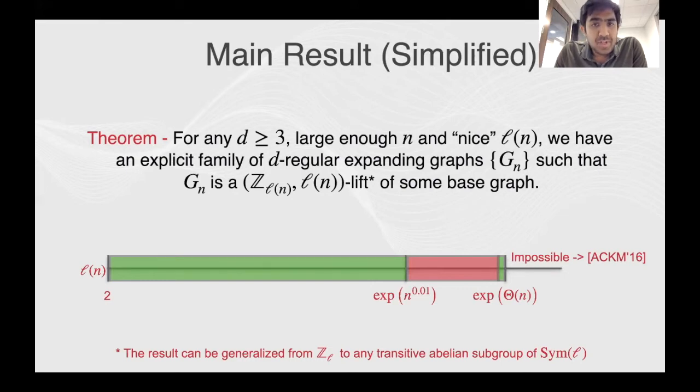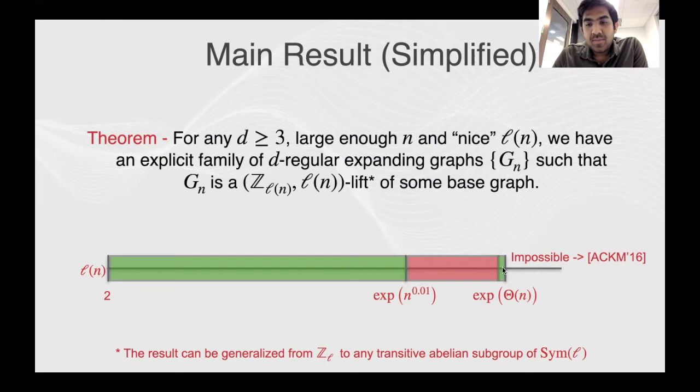And the niceness of the function is that the function should lie in this green region. So starting from 2, we can lift all the way to 2 to the n to the c, where c is some fixed constant. And we can also lift when L is exactly exponential. So it's 2 to the Cn for any C, right?